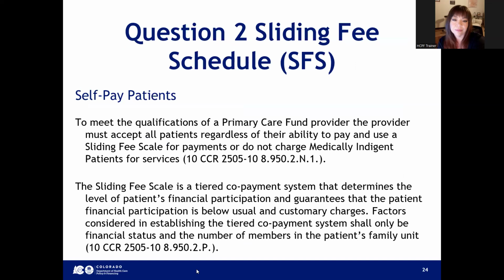To meet the qualifications of a primary care fund provider, the provider must accept all patients regardless of their ability to pay and use a sliding fee scale for payments or not charge the medically indigent patient for services. The sliding fee scale is a tiered copayment system that determines the patient's level of financial participation and guarantees that the patient's financial participation is below usual and customary charges. Factors considered in establishing the tiered copayment system shall only be the financial status and the number of the members in the patient's family unit.